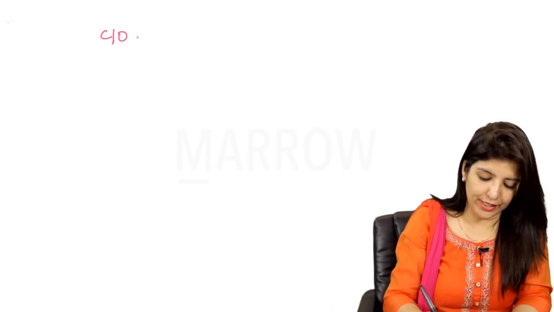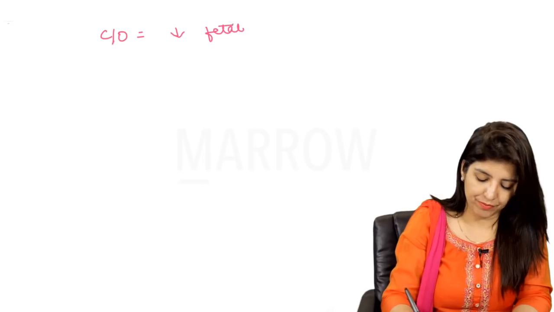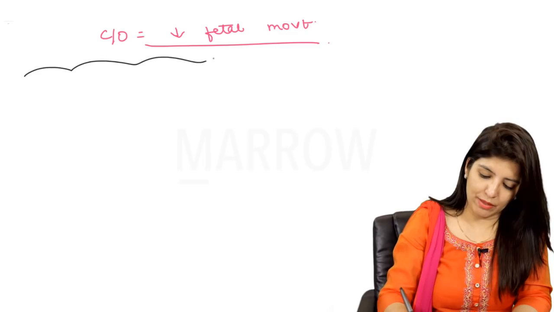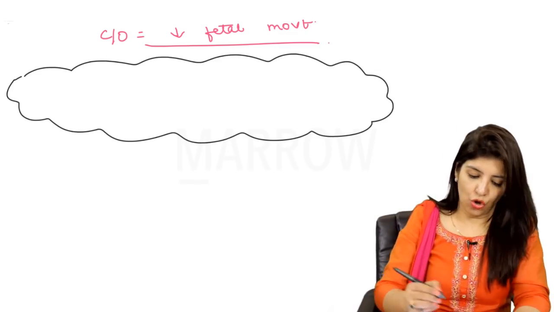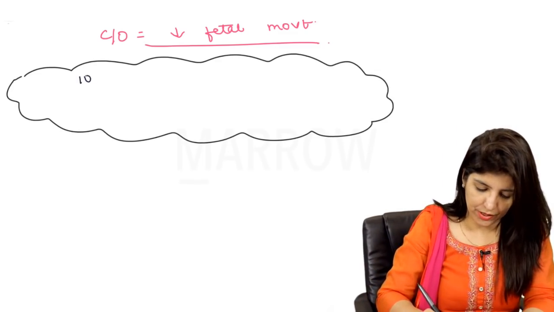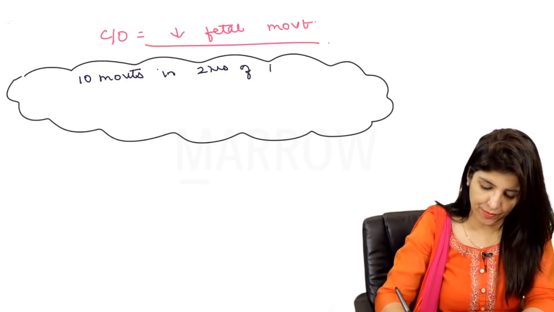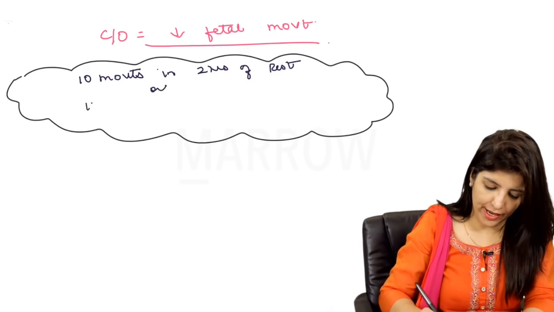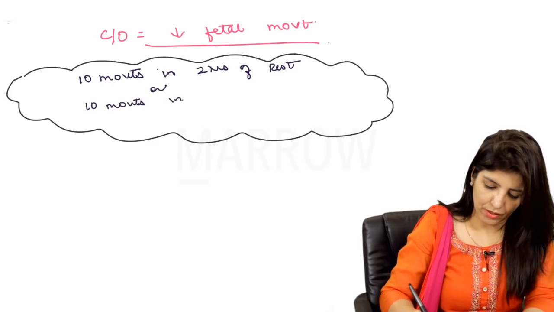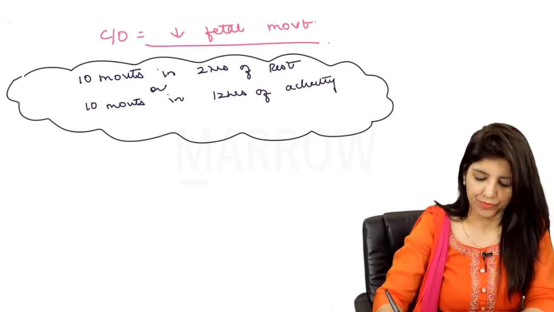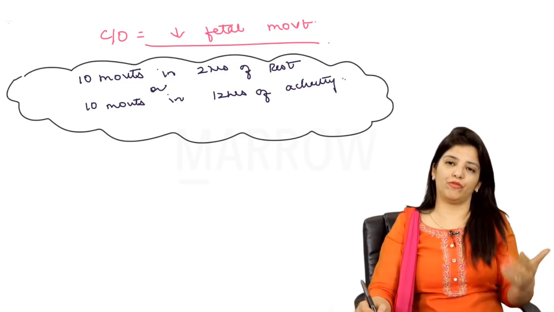Now, you are in your labor room and a patient comes to you. She complains of decreased fetal movement. So first you have to tell me, the normal fetal movements are 10 movements in 2 hours of rest or 10 movements in 12 hours of activity. Right? So that is normal fetal movements.